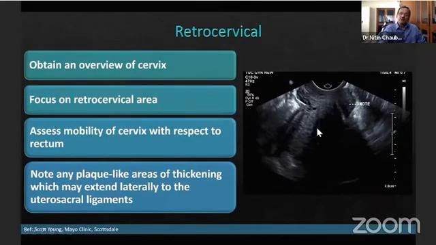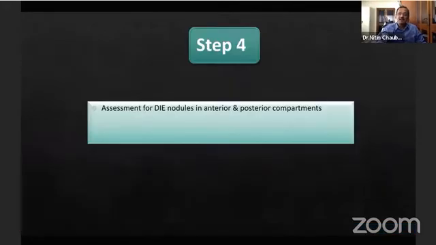So when we look at the pouch of Douglas, we also look at a retrocervical area. This is very important because this is very easily missed. And therefore, we need to specifically come out a little and look at the area behind the cervix.